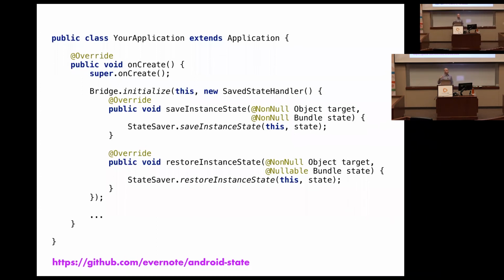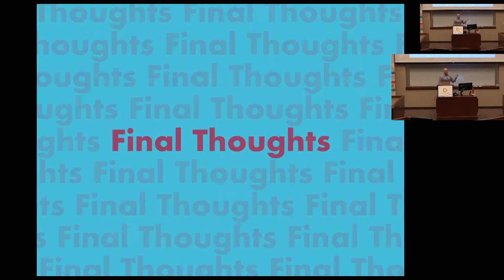If you don't want to use one of these annotation-based libraries, you could easily come up with a solution where any object you want to save state, you would make it implement some interface. All right, so that's it. That's Bridge. Just a few final thoughts here.